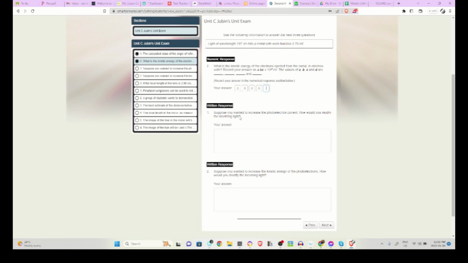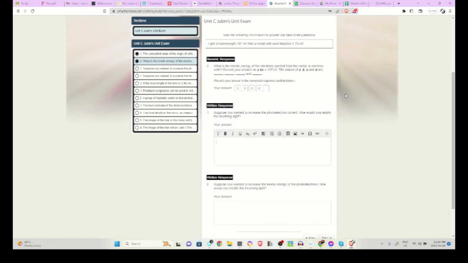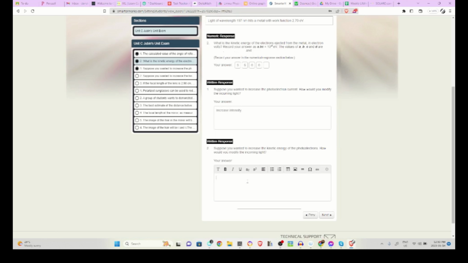If we wanted to increase the photoelectron current, how would you modify the incoming light? You'd increase the intensity. We're not looking to increase the stopping voltage. We just want more electrons moving. And since we need one photon to come in for each electron that we get, we have to increase the photons coming in. And that's increasing the intensity.